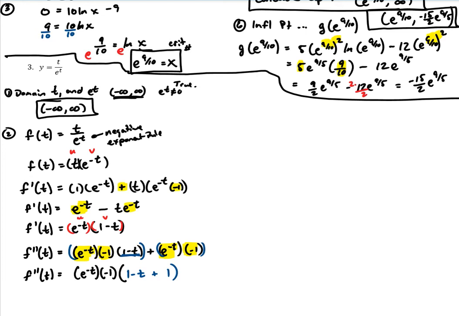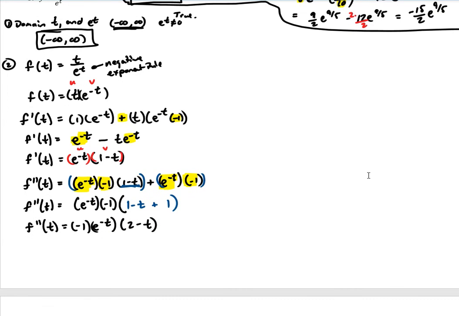And then that way I can simplify and write it as f double prime of t is equal to, now the -1 we'd probably put first, so -1, and then the e to the -t, and then 1 plus 1 is 2, so 2 minus t like that. All right, and so that is our second derivative. I'm going to keep the -t power. You could change it if you want into a positive t if you move it down to the denominator, but I'm going to leave it just like this.